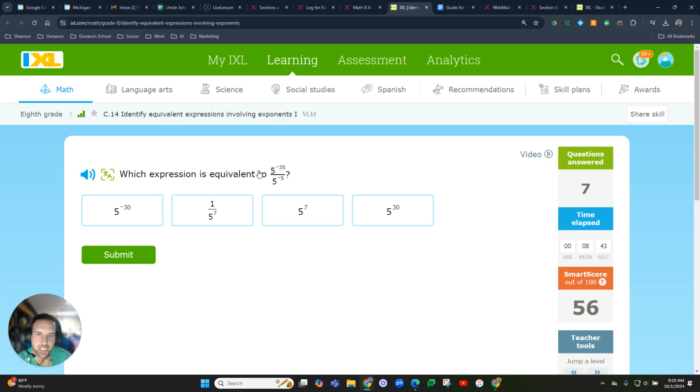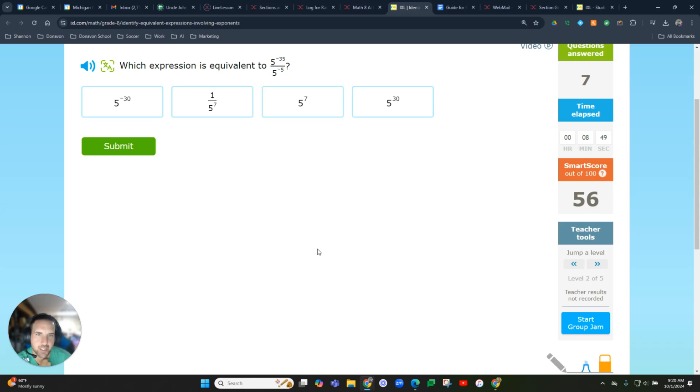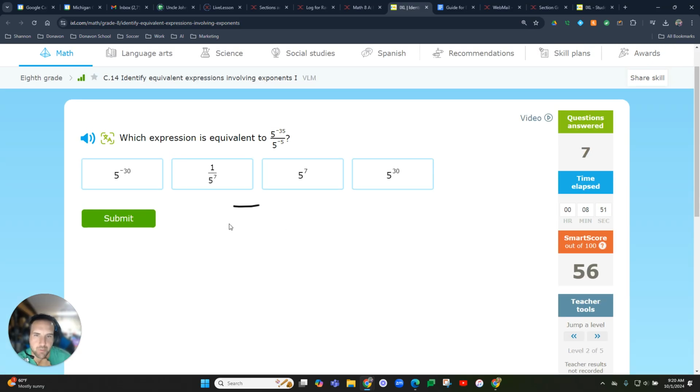All right, so this one is a situation where we could do a couple different things. This one's combining a couple different rules, but technically we would subtract these exponents. So it'd be 5 to the negative 35 minus negative 5, because it's a quotient rule. The quotient rule says we subtract the exponents. Well, they're all negatives, so that makes it kind of crazy.